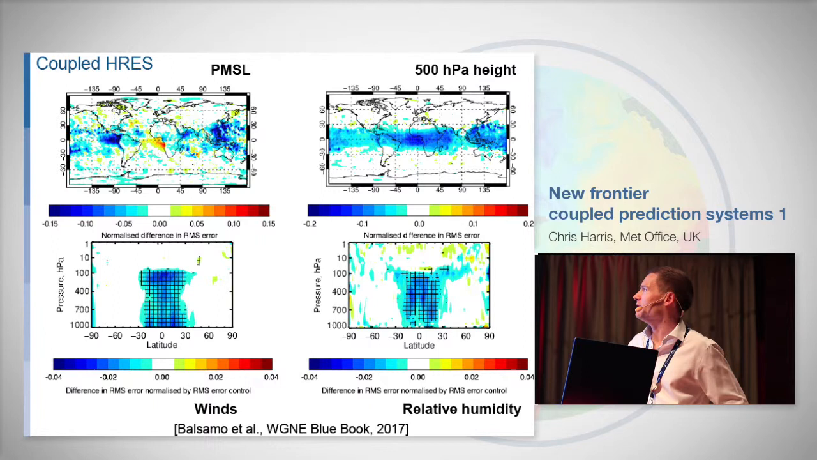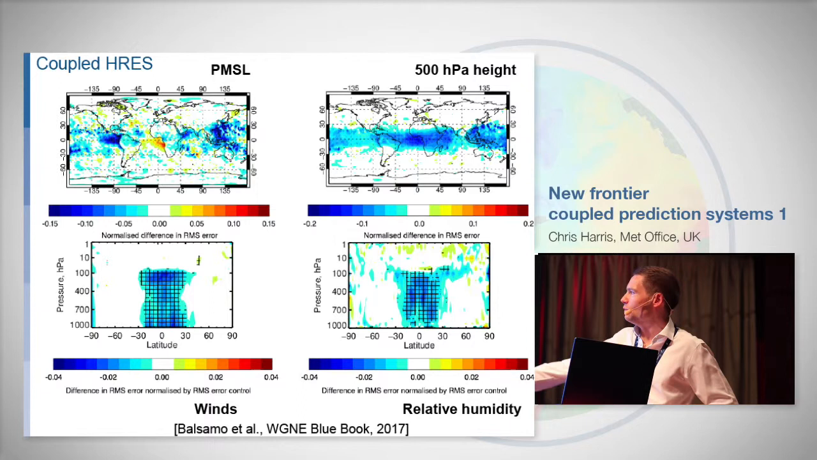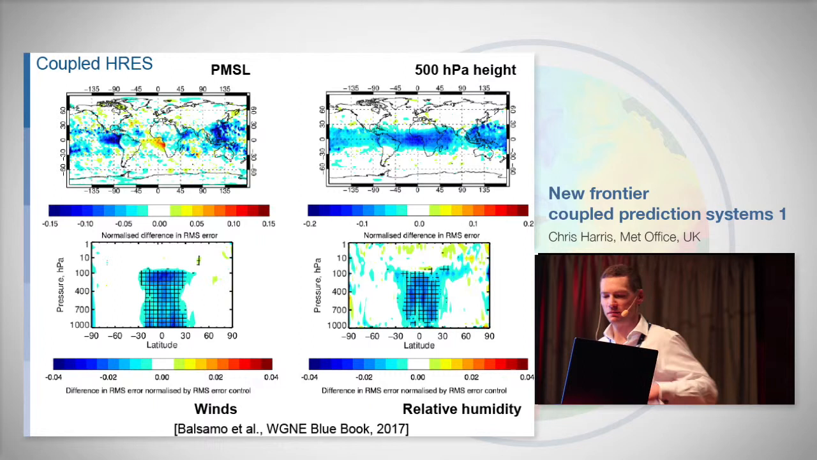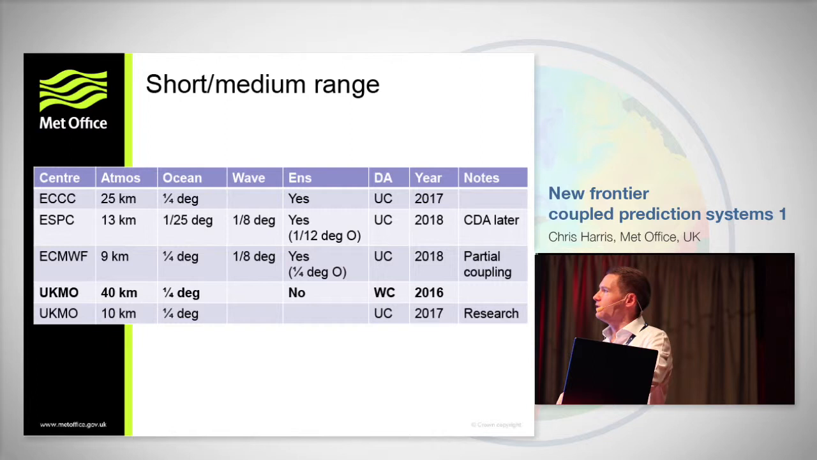Yeah, these are only a couple of percent, whereas these are more like 10% differences in places. But the differences in winds and relative humidities are right up through the atmosphere from the surface up to about 100 hectopascal height. So they've been quite pleased with the improvements they've seen from the coupling, and that's what's driving the decision to go towards coupling in the deterministic system, at least in the tropics.